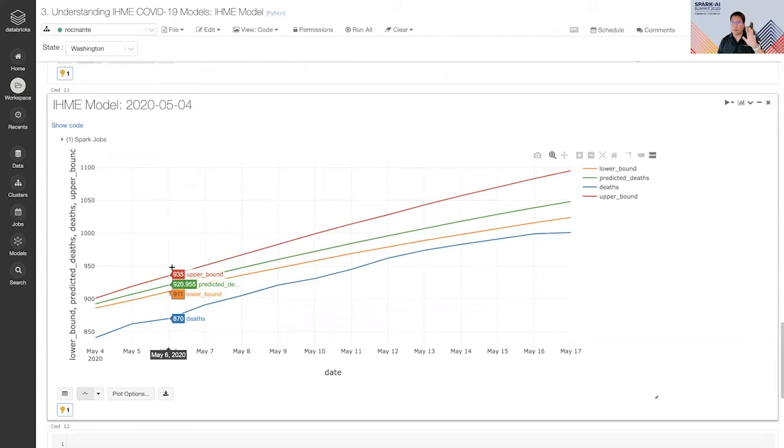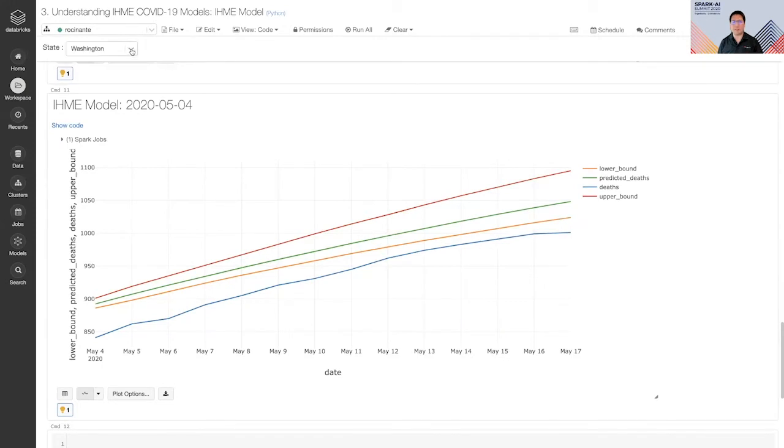It makes sense because it's closer to the date, but you'll also notice that the death count is actually off. The lower, predicted, and upper bounds are actually above the actual death count. In some ways, it's good. And the variance is a lot smaller in comparison, even when you go a little bit farther out. But it's different for each different state.